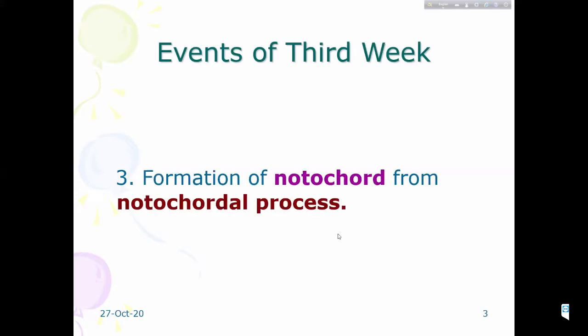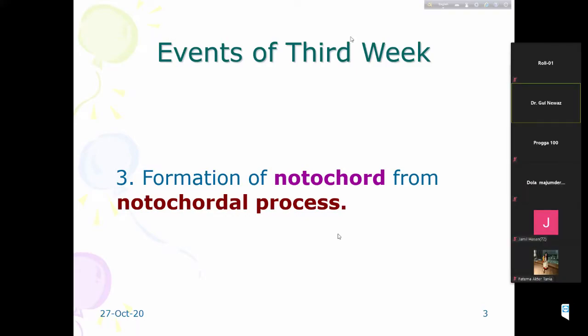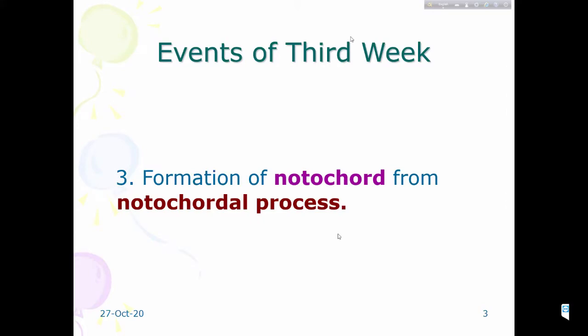Number 3, formation of notochord from the notochordal process. This is also important for humans. We have a vertebral column, and the notochord is like a rod, an axis around which the axial skeleton develops. So just remember the events. The 3rd event is the formation of notochord, from the notochordal process.